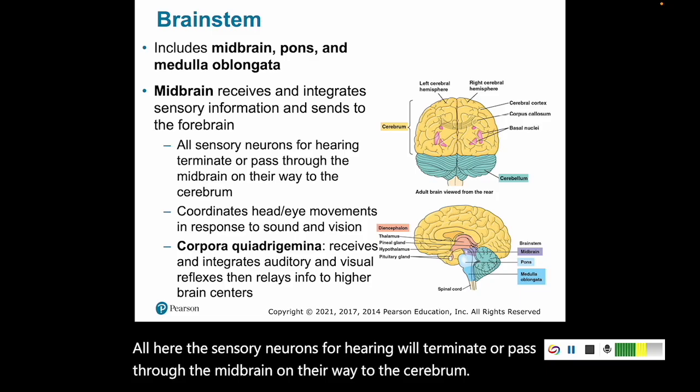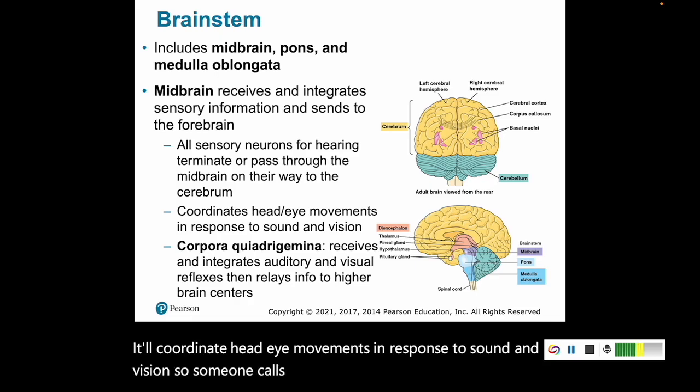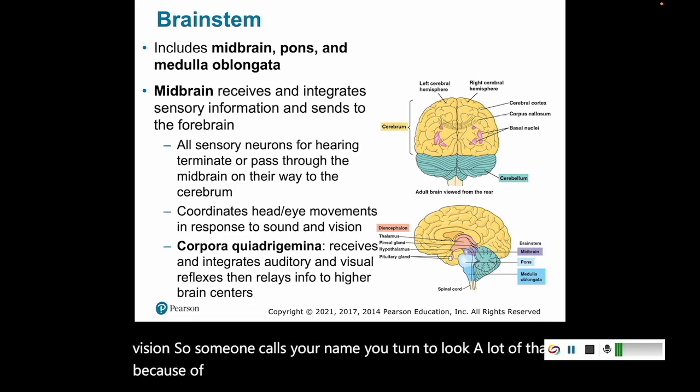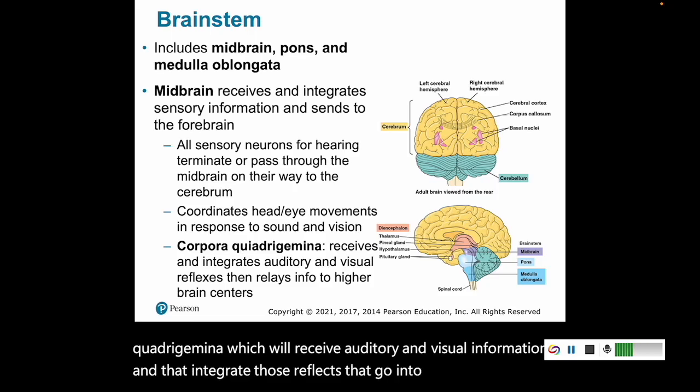It'll coordinate head-eye movements in response to sound and vision. So someone calls your name, you turn to look. A lot of that is because of your midbrain. It also includes a corpora quadrigemina, which will receive auditory and visual information and then integrate those reflex that go into higher brain centers.